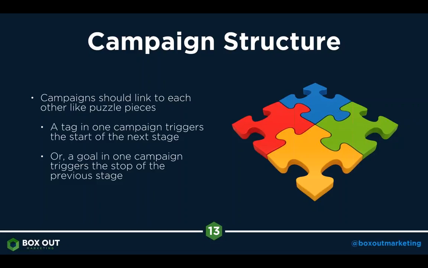And a goal in one campaign should trigger the stop of the previous campaign. So it should connect one to the next, to the next, to the next in a very simple manner and be labeled so that you can find things in the list of campaigns in the campaign builder.